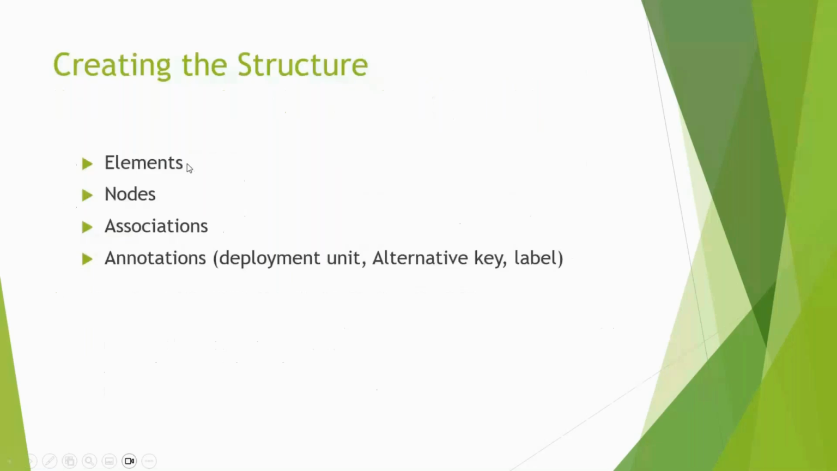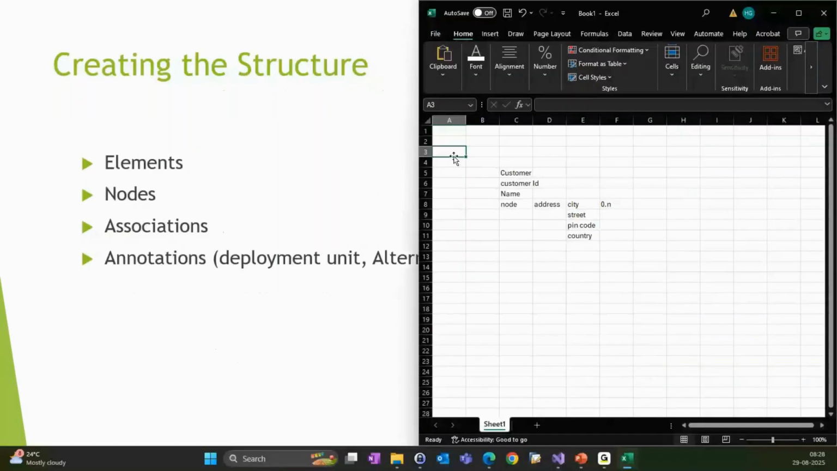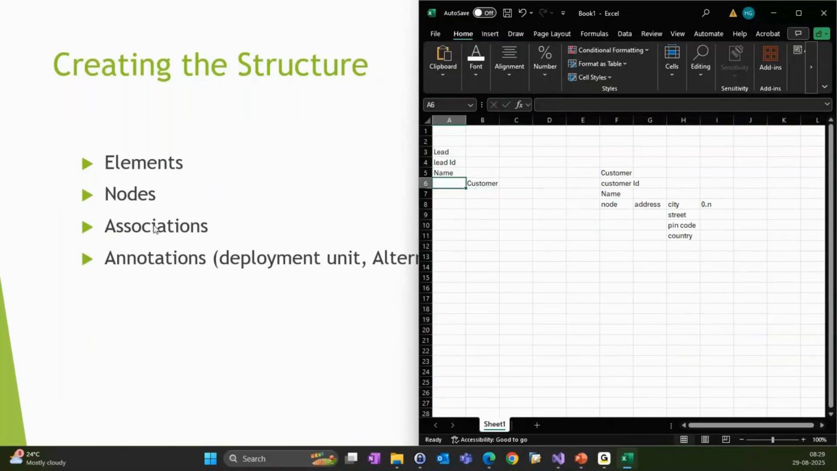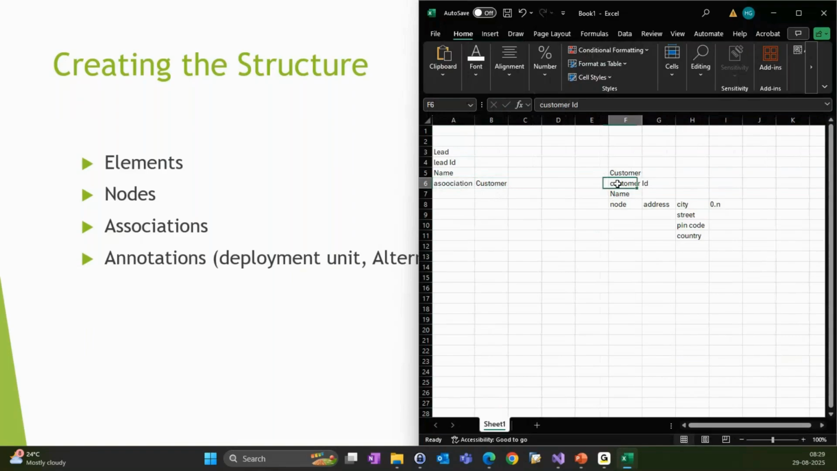We'll take a lead example. In lead, we will have a lead ID and then the name, and it is linked to a customer also. Instead of defining all the fields of customer here, we can directly associate this, like we have a concept of association. If we mention association to, it will associate the customer complete structure to here.